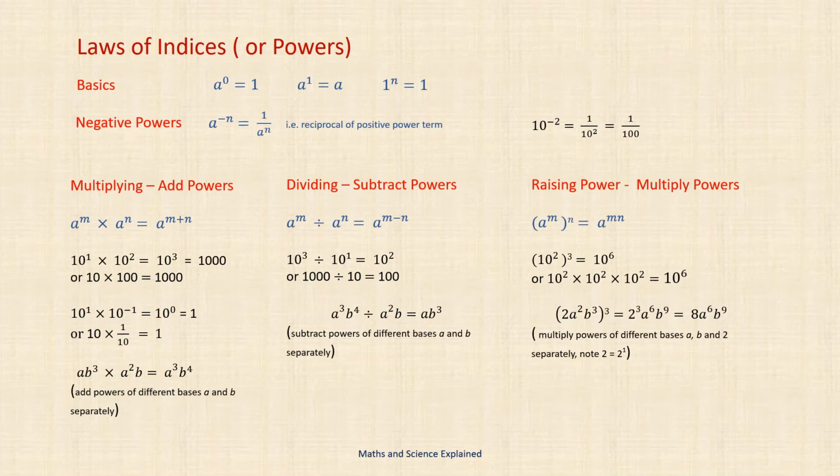Let's now move on to fractional powers. A base a to the power 1 over n is simply the nth root of a. For example, 100 to the half is the square root of 100, which is 10.